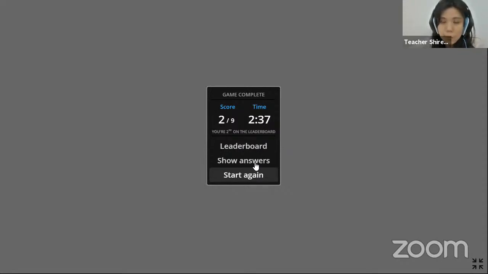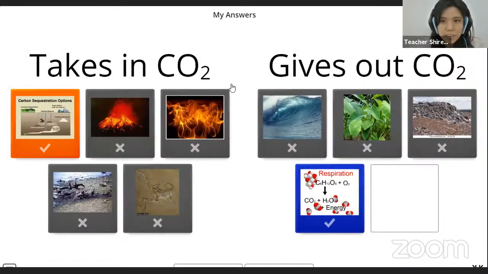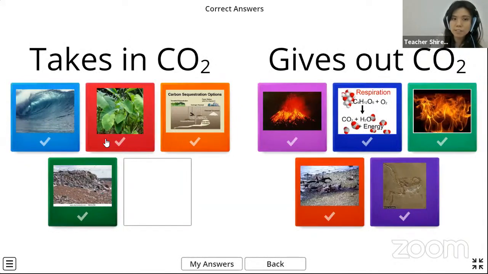Here, what they say is takes in carbon dioxide. This one is give out carbon dioxide. Like for example, respiration: we breathe in oxygen, we give out carbon dioxide. So this one, fantastic. Plants take in carbon dioxide and give out oxygen. Okay, plants take in carbon dioxide.